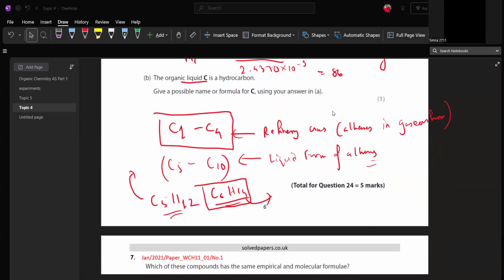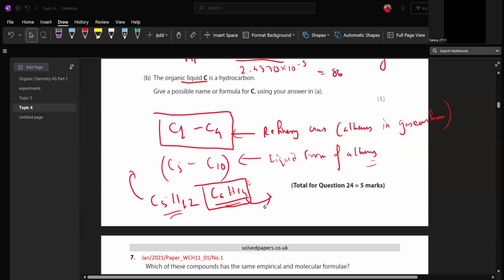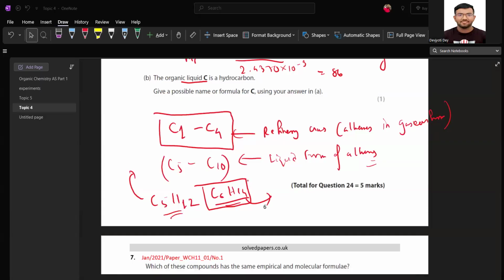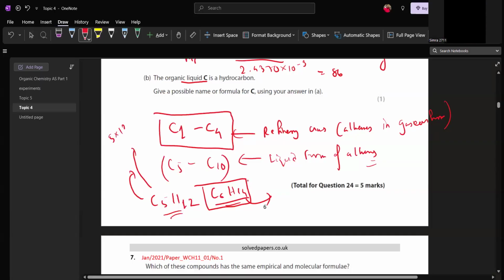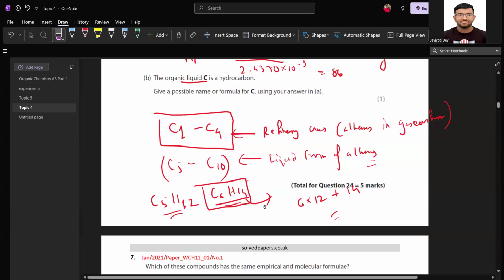For pentane, it's 72. And what is it for C6H14? It's 86. Yes, so that matches. So C6H14 is the correct answer. Did you guys understand how I did it?